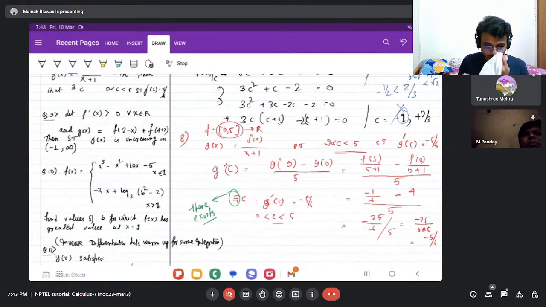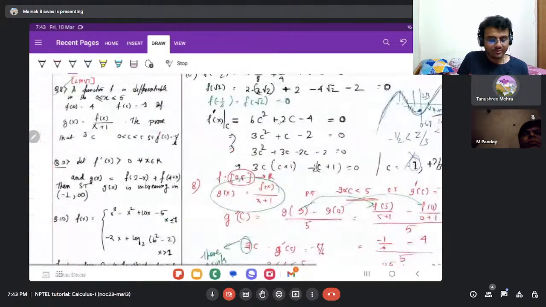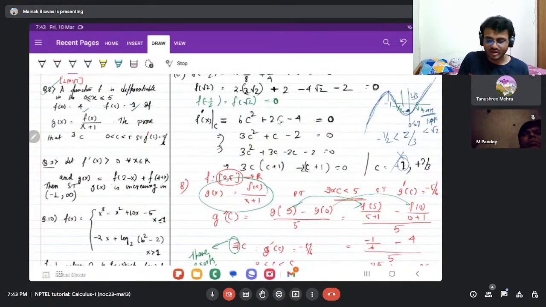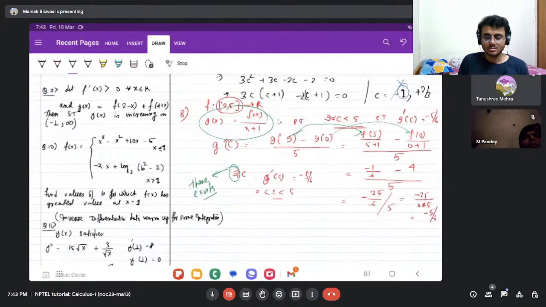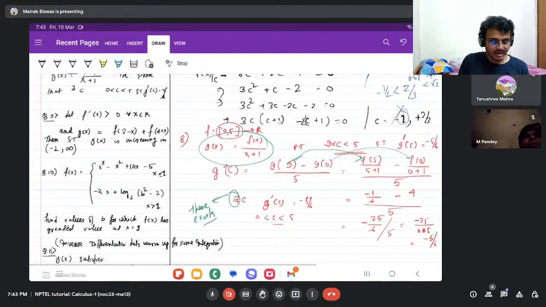Did you understand the problem? How did I solve it? Yes, sir. I use mean value theorem to put 5 and 0 into g, and g's definition, I used 5 by 6 and so on. g is defined as f of x by x plus 1, right? And your f of 5 and f of 0 is given to you, so it is proved, right? Understood? Yes, sir. Okay, so let's do number 9.